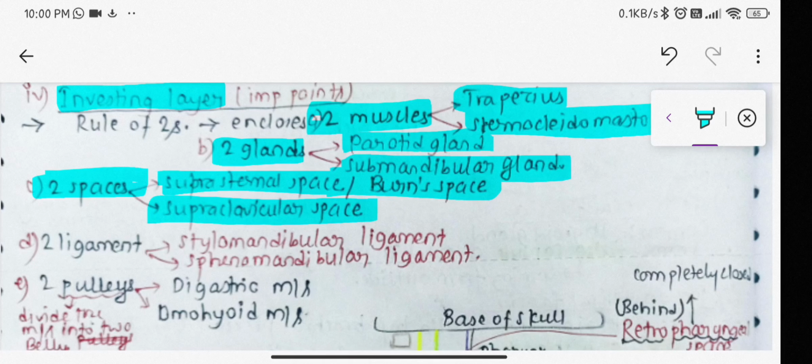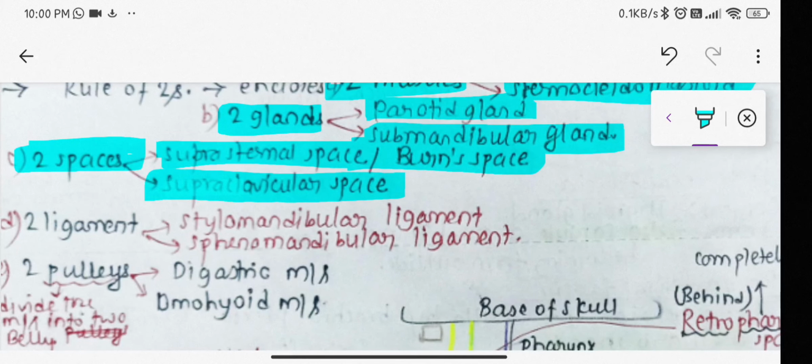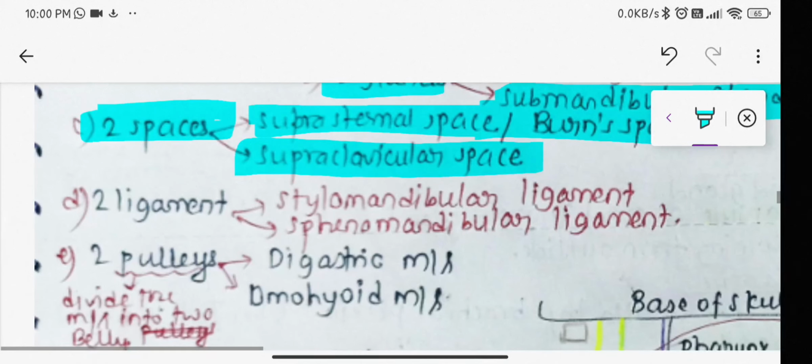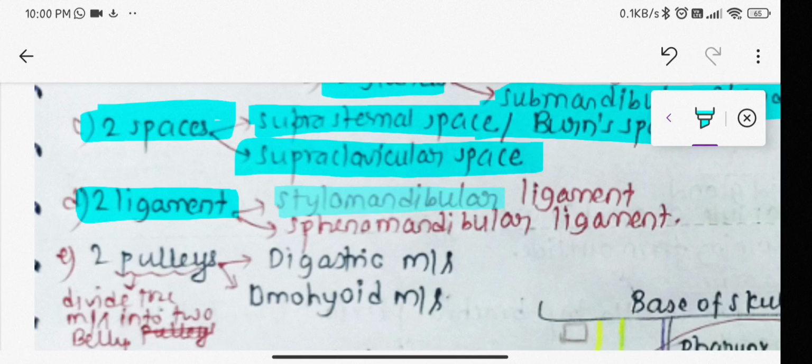Another, we have the supraclavicular space just above the clavicle, and the contents of the supraclavicular space are the external jugular vein, supraclavicular nerves, and cutaneous vessels as well as lymph nodes. Now it also encloses two ligaments. Okay, what are the two ligaments? One is the stylomandibular ligament, and the other is the sphenomandibular ligament. Okay, stylomandibular and sphenomandibular ligaments.